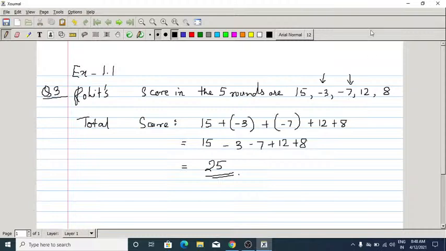Now we'll move on to exercise 1.2. Write a pair of integers whose sum is minus 3. Now, this does not have any particular answer. It can have any 2 numbers as the pair. But how will you do it?